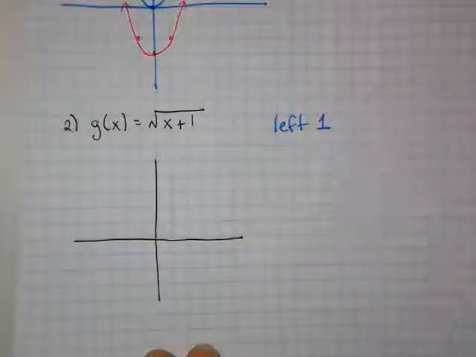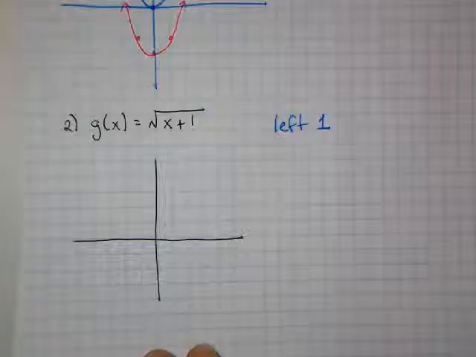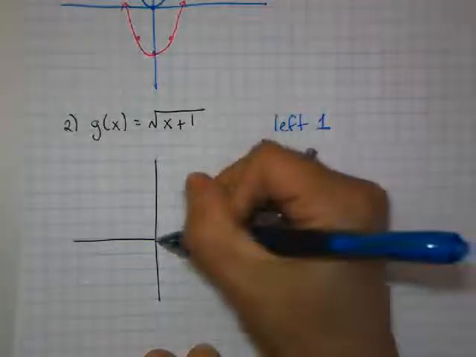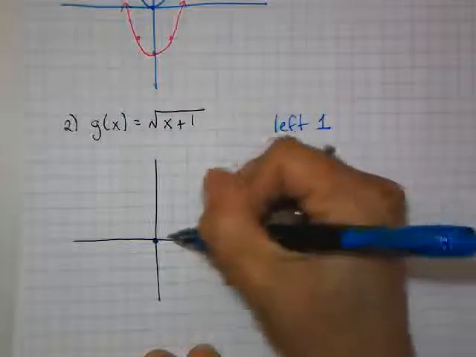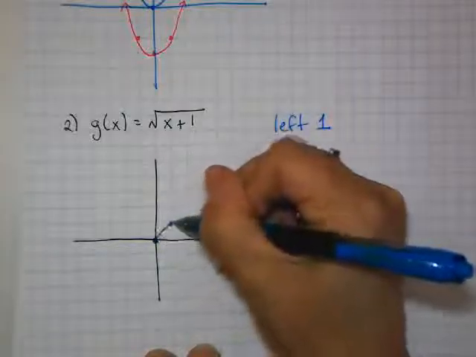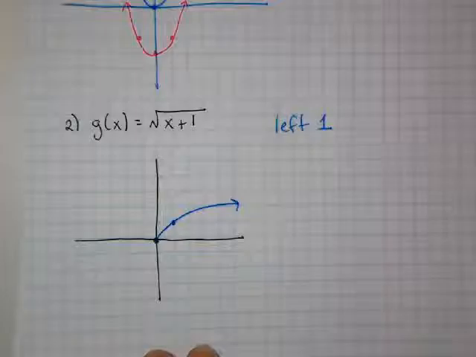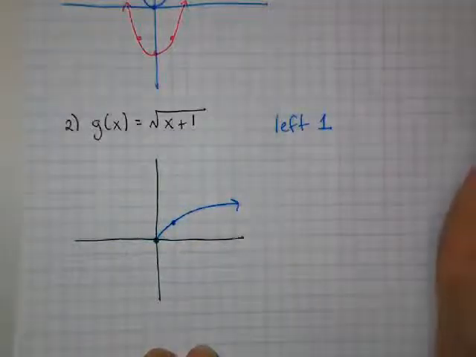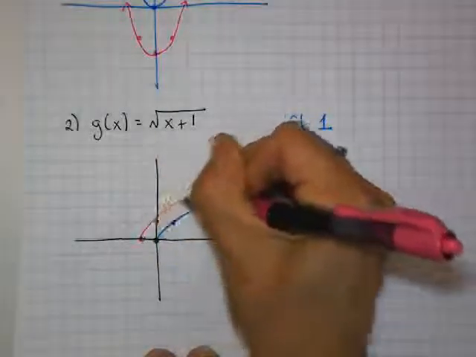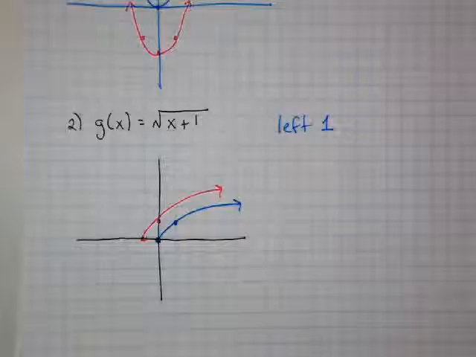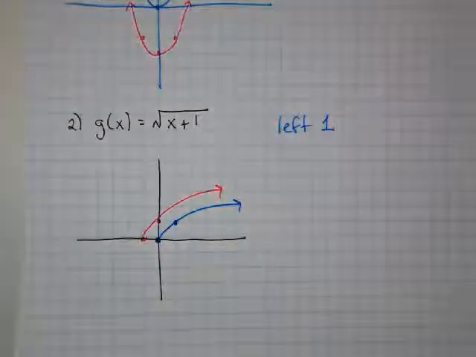Let's graph our parent. Our parent function is 0, 0, and then he's got 1, 1. And then he kind of curves. It's like a half parabola. There we go. I'm going to take my points and move them to the left 1. And there's my shift. Okay, so far so good?